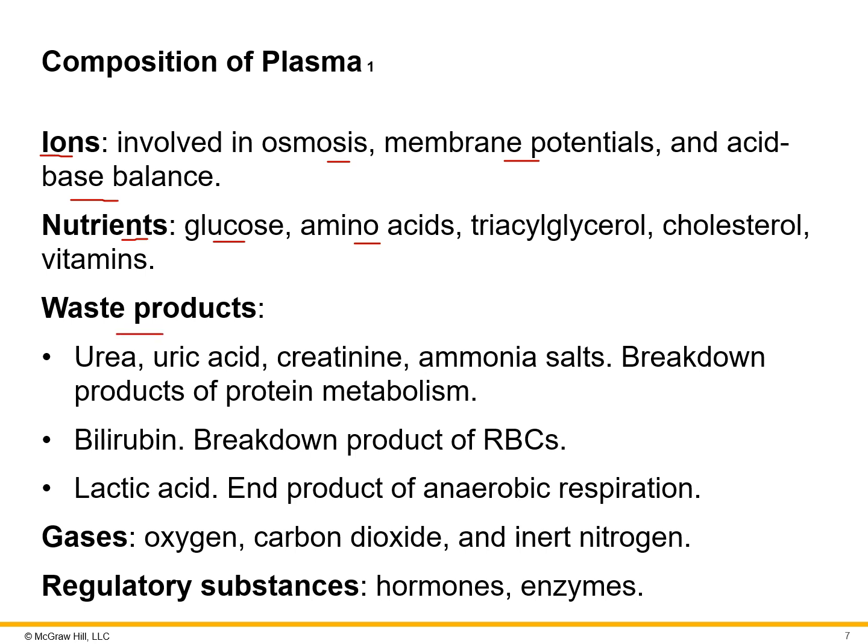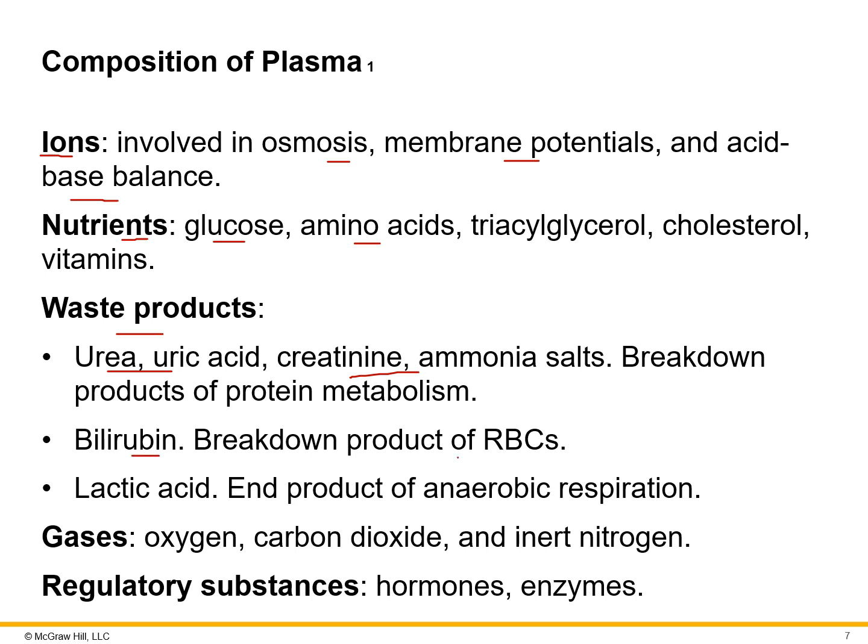Lots of different nutrients like glucose, amino acids, fats, and vitamins, and lots of different waste products as the liver is breaking down, especially amino acids and proteins. We produce urea, uric acid, creatine, and ammonia salts. Those are all from the breakdown of proteins. That needs to be removed from the body by dissolving into the blood and then ultimately out through the kidneys.